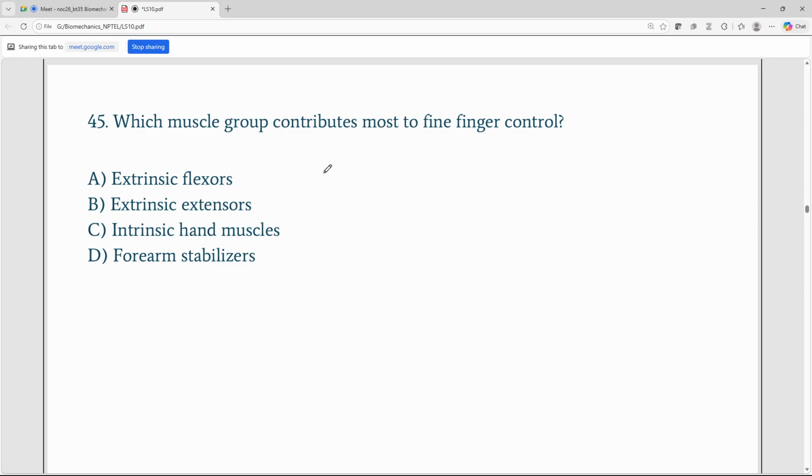Next question: which muscle group contributes most to fine finger control? Options are: option A, extrinsic flexors; option B, extrinsic extensors; option C, intrinsic hand muscles; option D, forearm stabilizers.